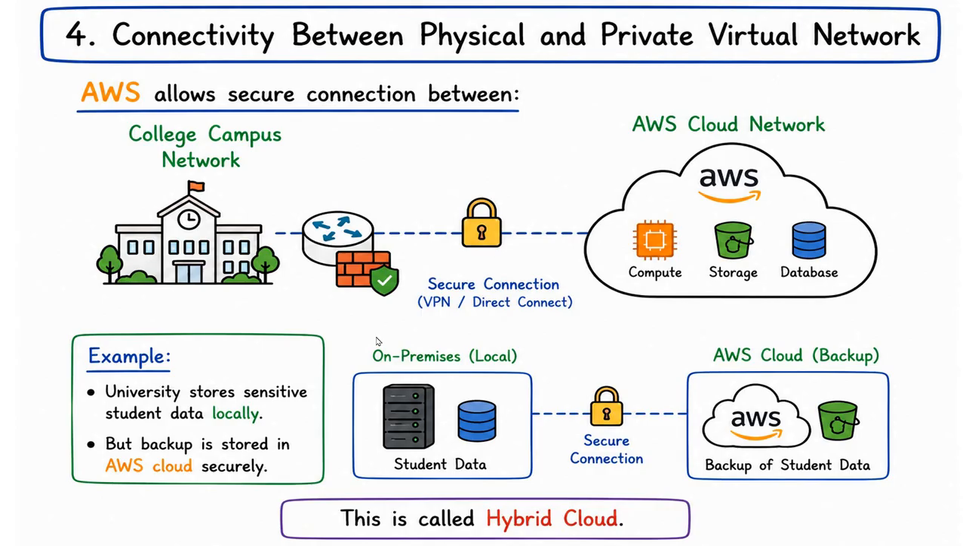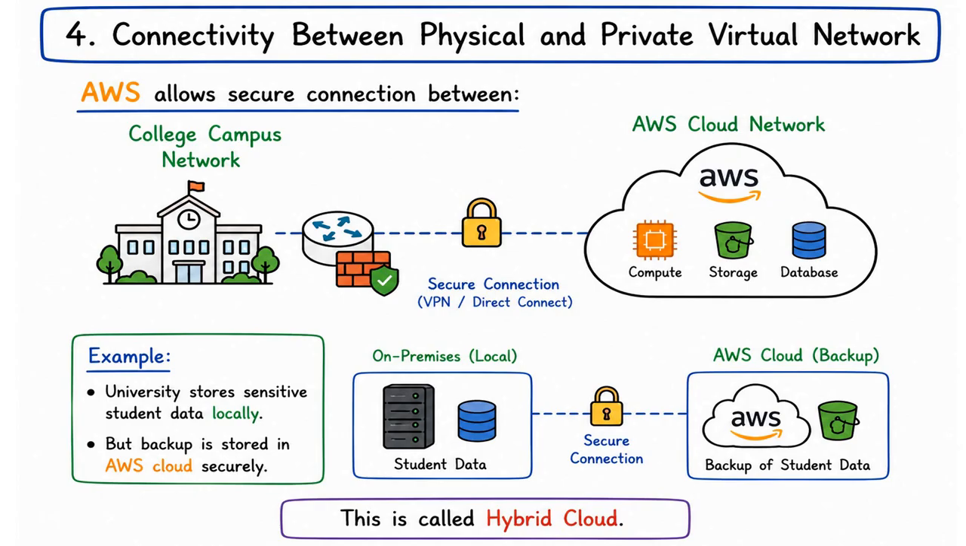So, for example, the university admin system sends the backup data to the AWS cloud through a secure VPN connection. Even if the data travels through the internet, it remains encrypted and secure. Then AWS Direct Connect provides a dedicated private connection between the campus and AWS, and it is faster, more reliable, and more secure than normal internet connections. Here it provides high-speed data transfer, better security, lower network delay, and reliable connectivity.